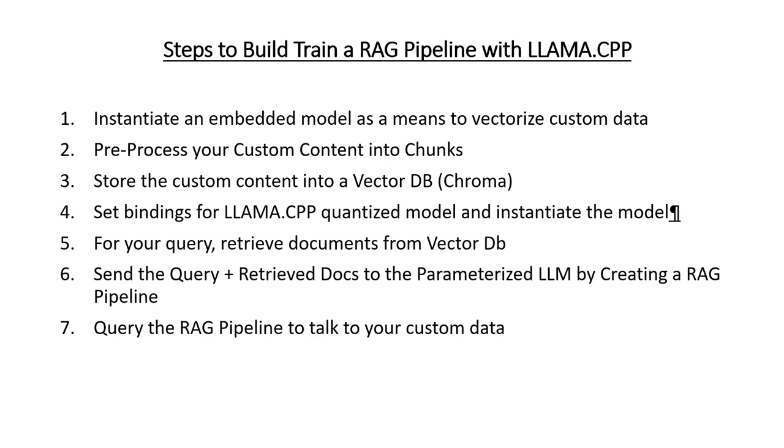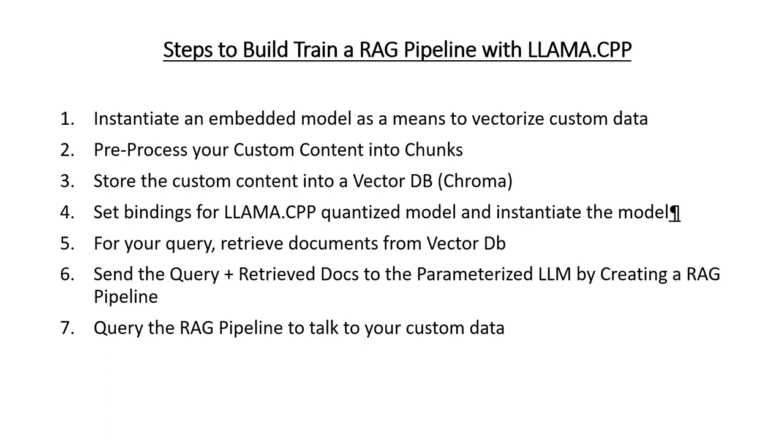For that, you probably have injected quite a bit of data into your vector database by pre-processing your data and storing it. Now your query might be asking about some specific part of that custom content. So you write your query and then you do a similarity search on your vector database, retrieving only that subset of your custom content. And that's your step 5.